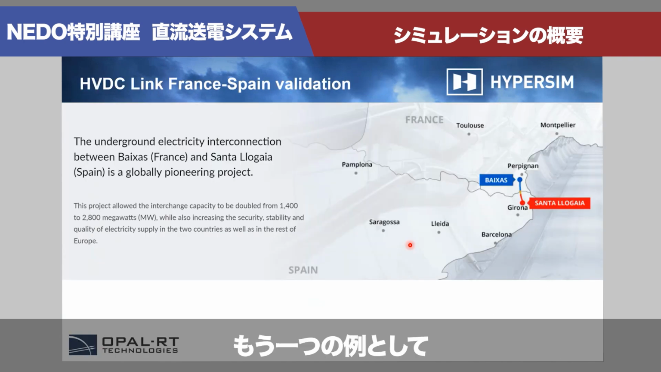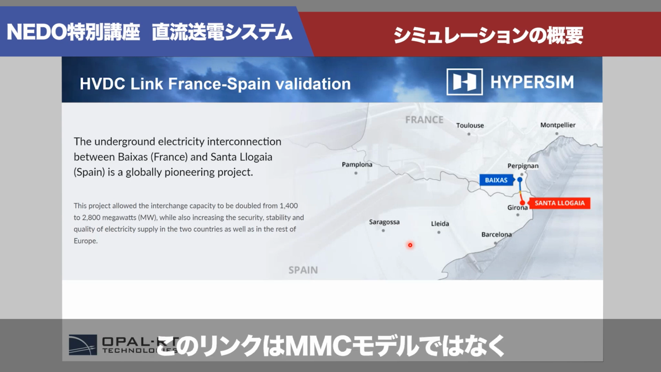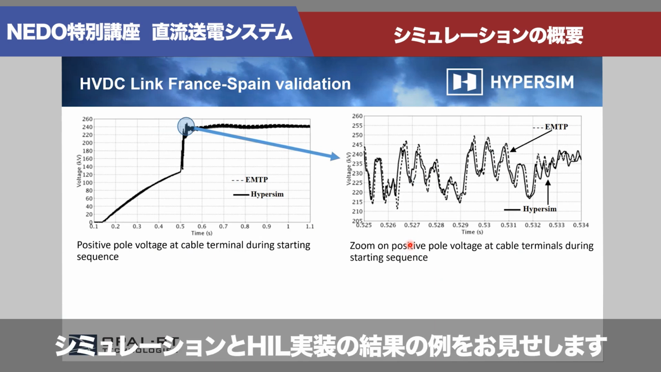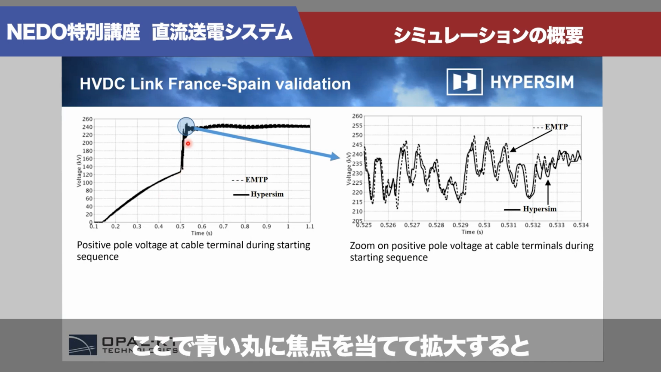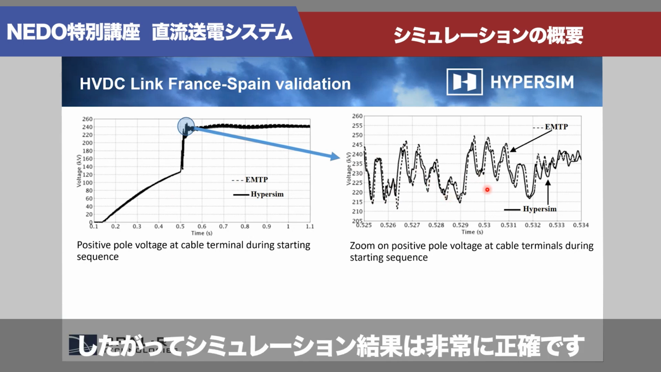We have another HVDC link example between France and Spain. This link is a standard HVDC, not an MMC model, but a thyristor-based system. You have the topology over here. And I would like to show you an example of the result between the simulation and the HIL implementation. Even if you focus on the blue circle over here, which is zoomed out over here, you see that even all the fast transients are very near, so the simulation result is very accurate.